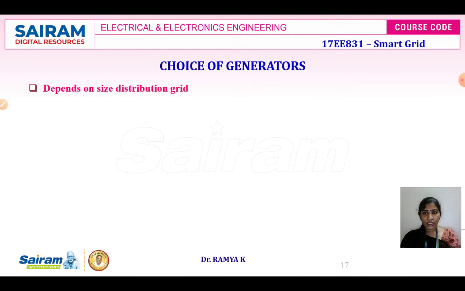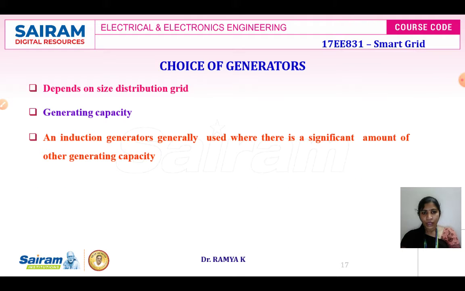Choice of the generator. Depending upon the size of the distribution grid, the choice of generator is going to vary. The generator choice will depend upon the size of the distribution grid and also the generating capacity. An induction generator is generally used where there is a significant amount of other generating capacity. Apart from the regular generating capacity, if there is any other significant capacity for any specific applications, or if I wanted to generate there, we can go for your induction generator.